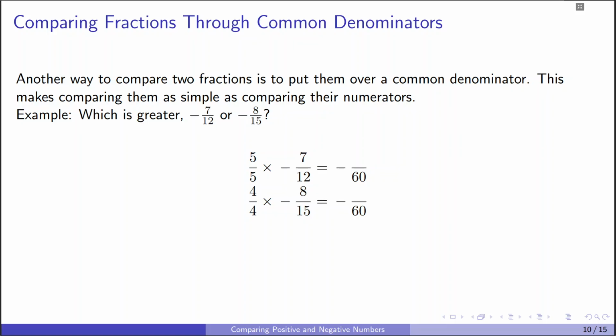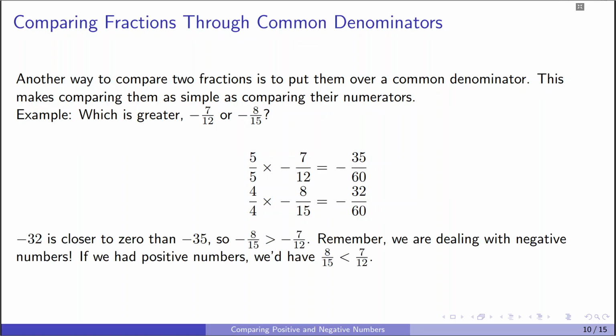That's why whatever we do to the top, we do to the bottom. We're not trying to change the value. If we multiply by a fraction equal to 1, we have a more convenient way to write the number, but it's still the same number. 5 times 7 is 35. 4 times 8 is 32.